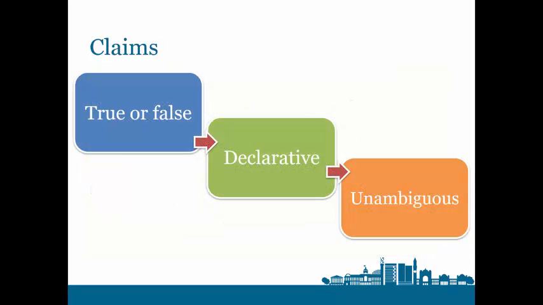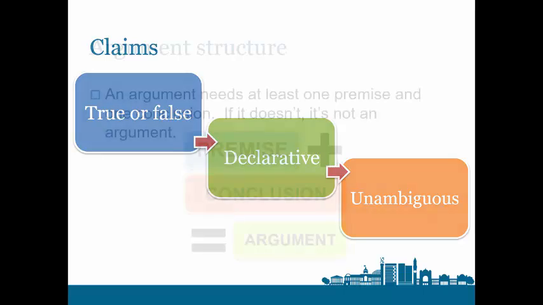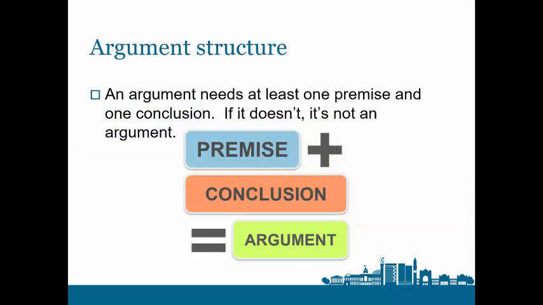Claims themselves have to conform to three conditions. They have to be either true or false, they must be declarative, stating something to be the case, and they have to be unambiguous, so the person reading them knows exactly what they mean. So an argument needs at least one premise and one conclusion. If you don't have this, then you don't have an argument.